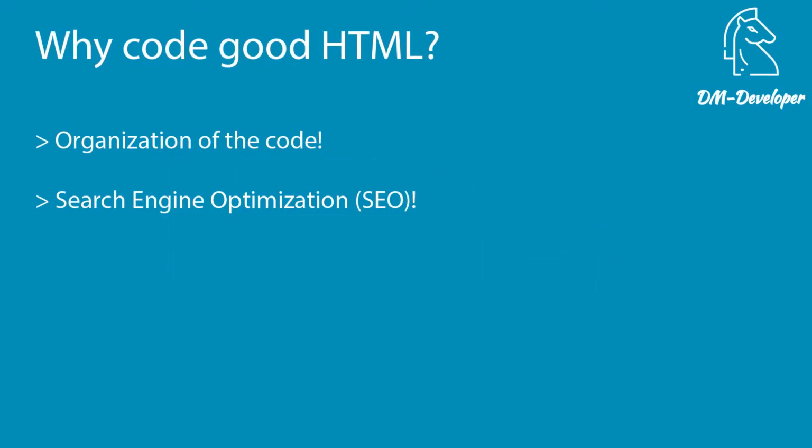Why code good HTML? Well, there are two main reasons why coding good HTML is so important. The first one being the organization of the code. If you always use the same tag for any container that you create, in a short time you will be lost in your own code, trying to figure out what is what. But if you organize your code, thus making readable code, you and any other person that looks at your code will know exactly what they are looking at.